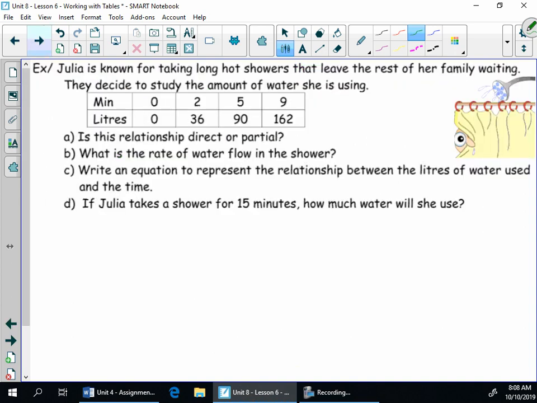Julia, she's known for taking long hot showers that leave the rest of her family waiting. They decide to study the amount of water she's using. So she gave us a table here. Is this relationship direct or partial? I can tell pretty quickly by finding when the number of minutes is 0, well, it's 0. That tells me this is direct. There was no initial value.